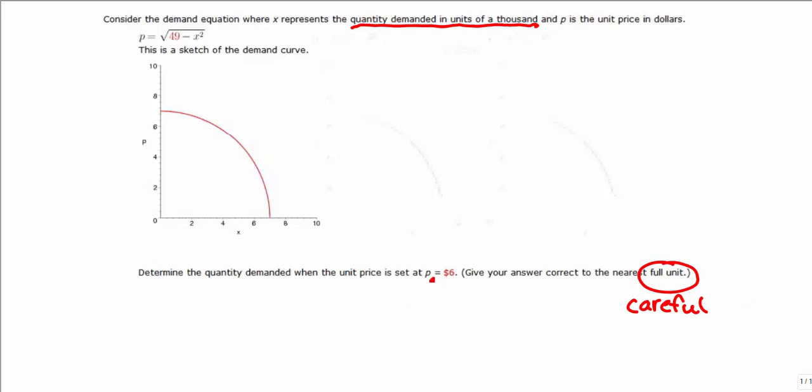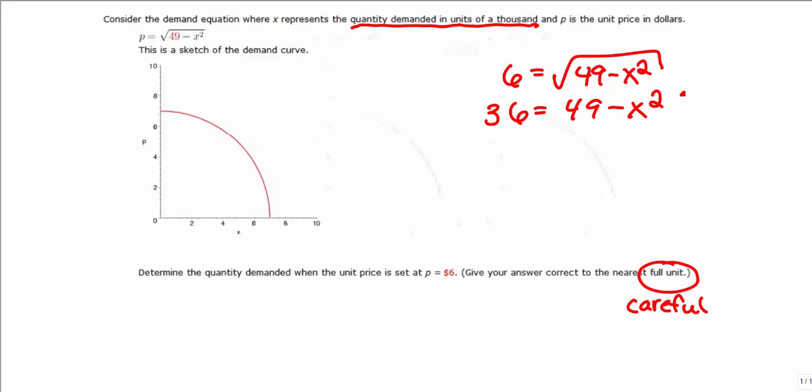So when we go to solve for the price, we know that the price would be 6, and we're going to solve for x. We're going to square both sides. I'm going to solve this equation by getting x squared by itself and the numbers on the other side. So I'm going to bring the x squared to the left side and bring 36 to the right side. Remember, when things change sides, we switch signs. So 49 minus 36 will give us 13.